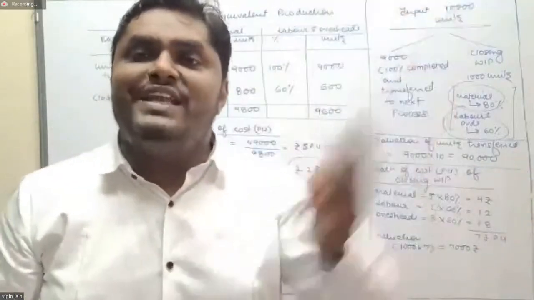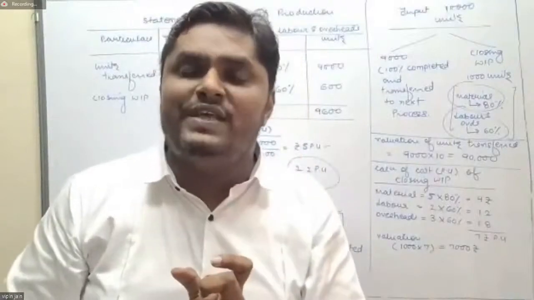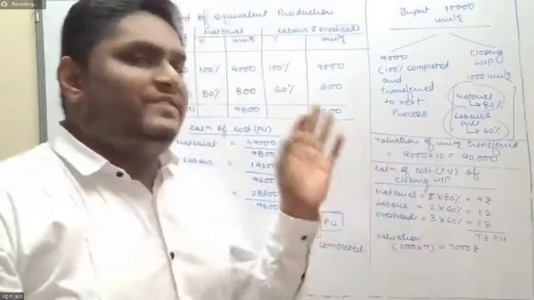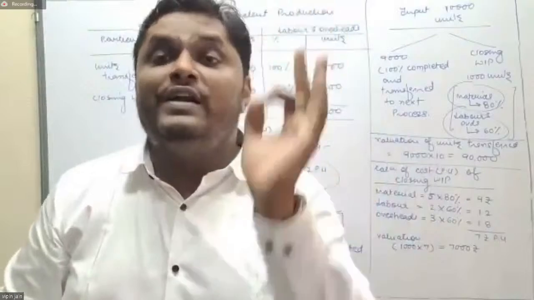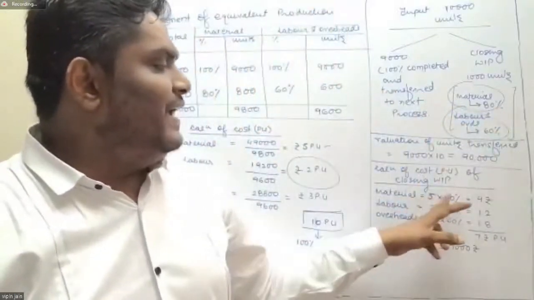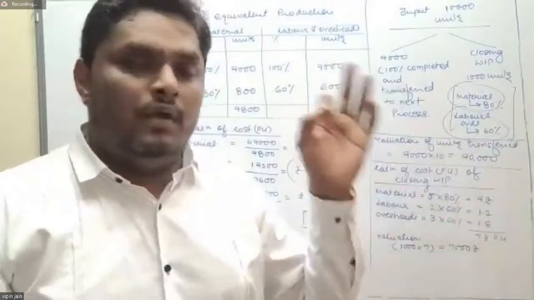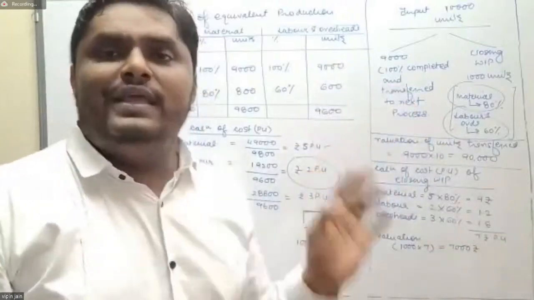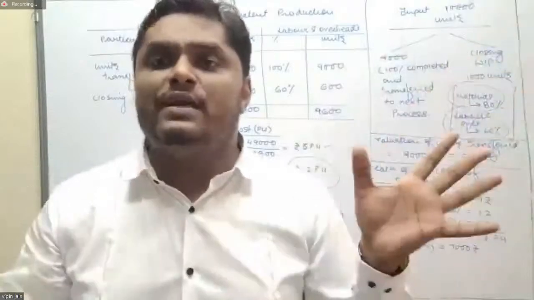Now moving towards the next part, that is valuation of closing work in progress. Rupees 5 is the cost of 100% completion. Since material is completed up to 80%, so 5 into 80%, 4. Again, rupees 2 and 3 are the cost for 100% completion.